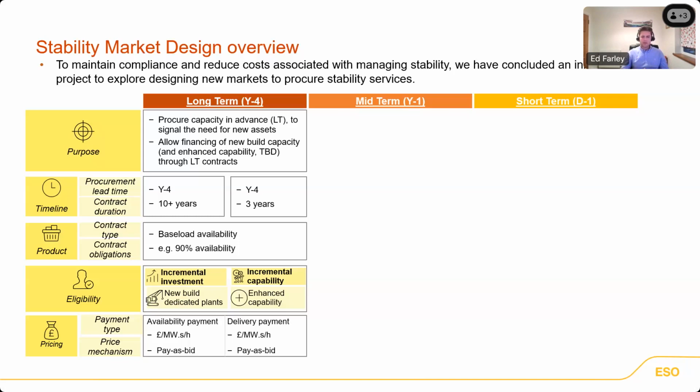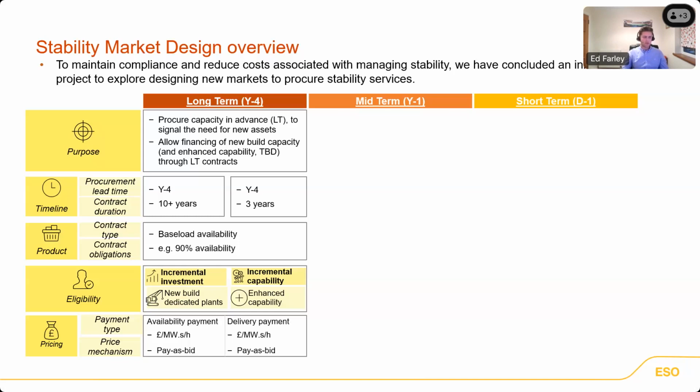The long-term market is, as I alluded to, split into two small parts. There is the Pathfinder style approach where we can provide contract duration of 10+ years in order to guarantee availability over a long period of time and ensure that the market has sufficient time to recover the costs of new build assets, which, as we typically know, can be expensive.